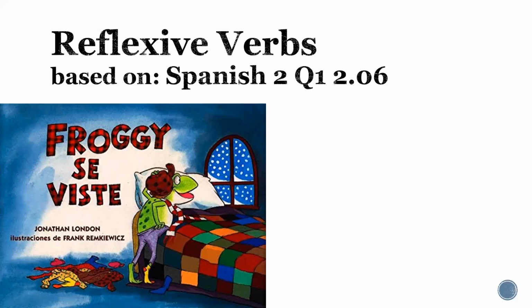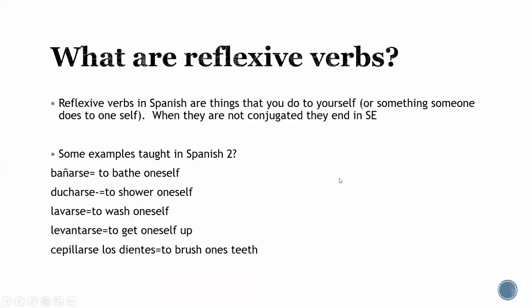Let's begin. I have a little picture here of a frog getting dressed, and this is an example of a reflexive verb: Froggy se viste. So what exactly are reflexive verbs? Reflexive verbs in Spanish are things that you do to yourself or something that someone does to oneself.